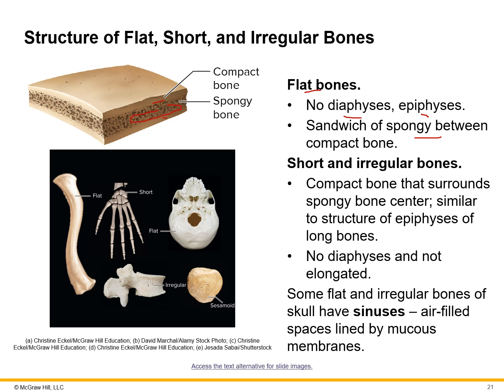and the bottom. We also have short and irregular bones, which is compact bone around that spongy bone, similar in structure to the epiphysis of the long bone. But there's no diaphysis, so no shaft, and it is not elongated. Some flat and irregular bones have what are called sinuses, which are air-filled spaces that are lined by mucous membranes.